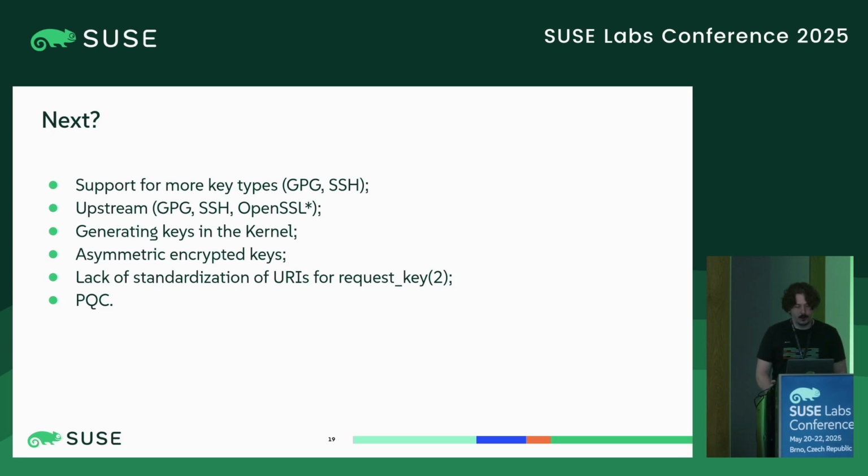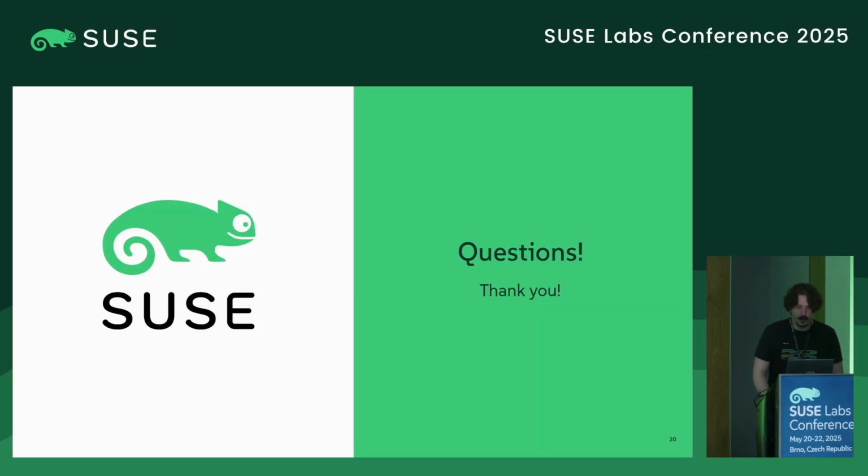There's also work that could be done on generating keys in the kernel so that they can be generated inside the cryptographic boundary. So there is not this period of time where the key is outside of the kernel and the sensitive cryptographic material is exposed. Also, asymmetric encrypted keys. There's also a lack of standardization for URIs for the request key, which could be improved, and developments for post-quantum cryptography. So I expect a lot of questions, and thank you.